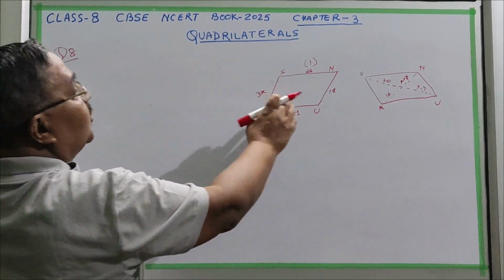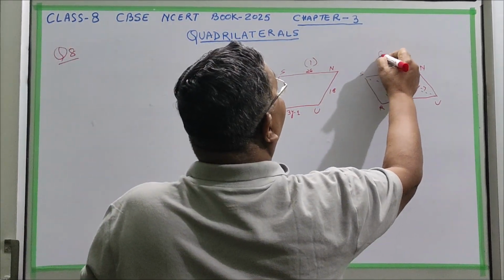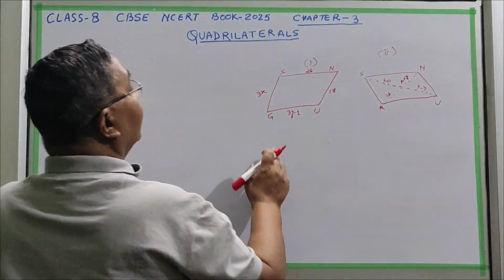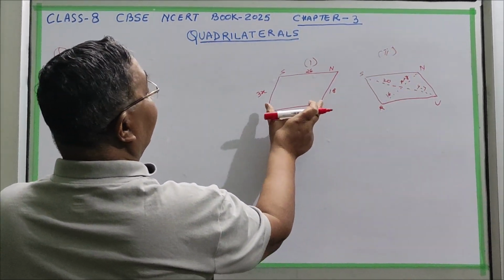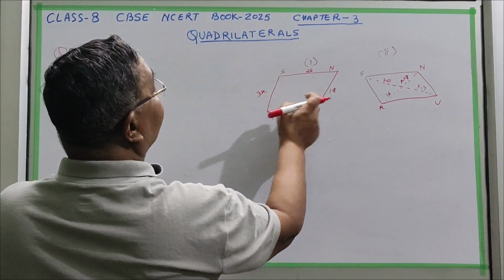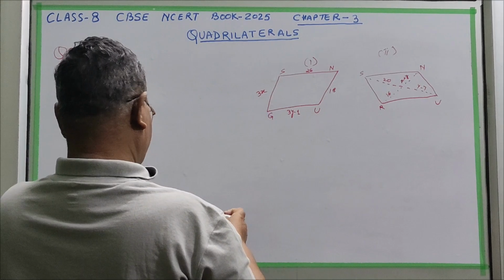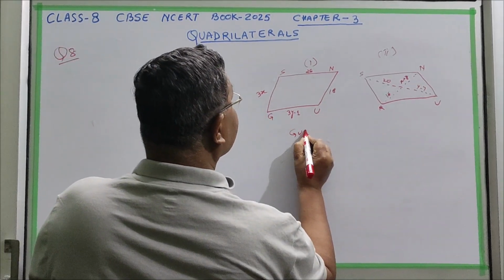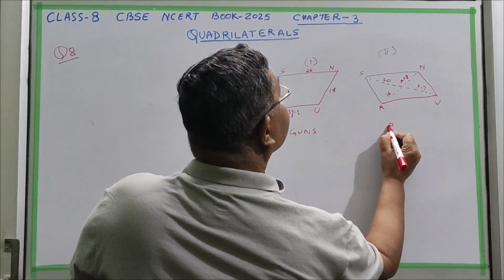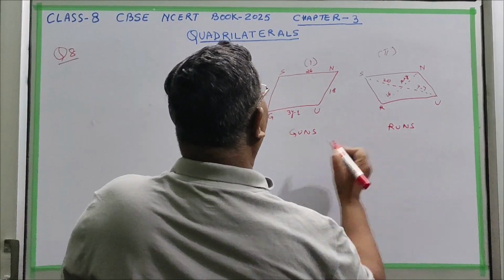Now question number 8, two questions they have given. Here we know that the opposite sides of a parallelogram are always equal. In the question, two parallelograms are given. One is named GUNS and the other is named RUNS, and these are parallelograms.